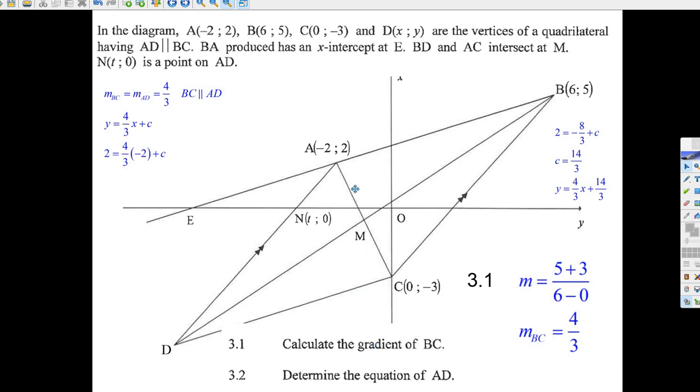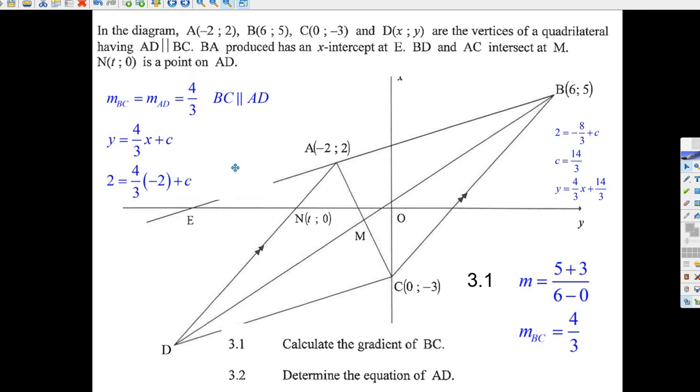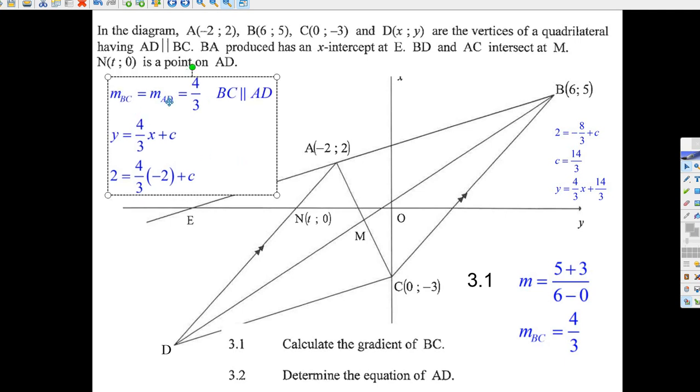Determine the equation of AD. Well, let's take a look at that. Well, they told us that BC and AD are parallel. Well, there's the big trick. We've got the gradient of BC, so the gradient of AD's got to be exactly the same. So you write that down. The gradient of BC equals AD, which is 4 over 3, because BC is parallel to AD. It was given. Well, that gives us half the answer.